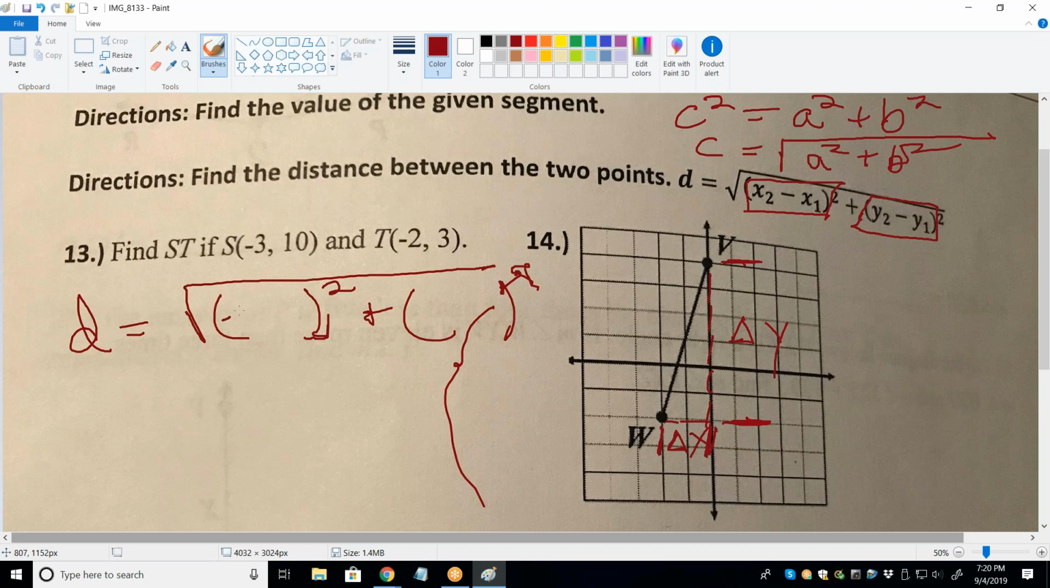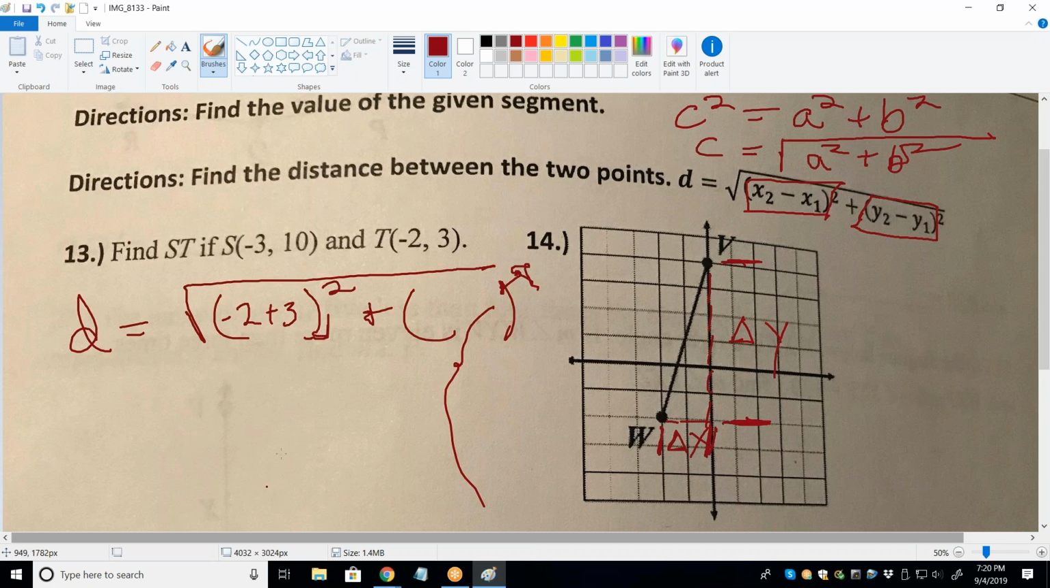Let's try again. -2, okay. +3. Or it's actually minus a -3, so that's fine. Doesn't that turn into a plus? It does. Yeah, okay. When I say plug in, I generally mean just go ahead and plug in and don't do any math at all.